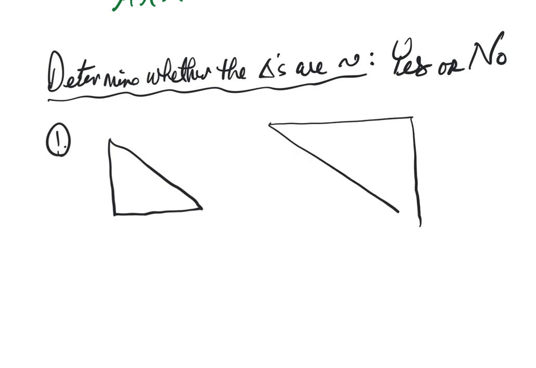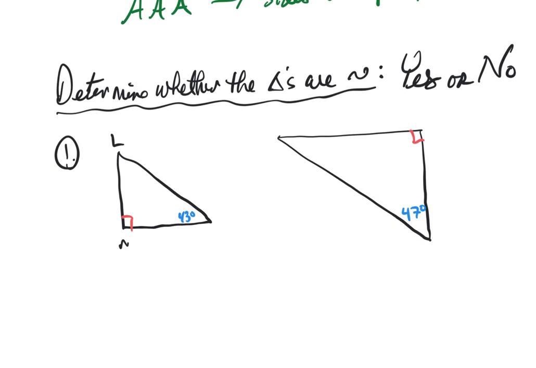All right, so here's two triangles. Each of them will have a right angle. This triangle has a 43-degree angle. This triangle has a 47-degree angle. And I'll attach some letters here just so we have something to use. So maybe L, M, N, O, P, Q. Just randomly grabbing some letters. And again, the question: can you determine whether these triangles are similar?